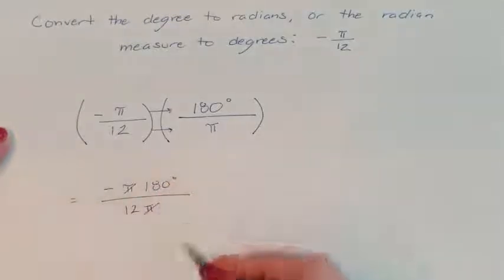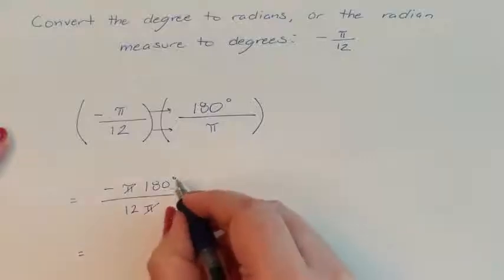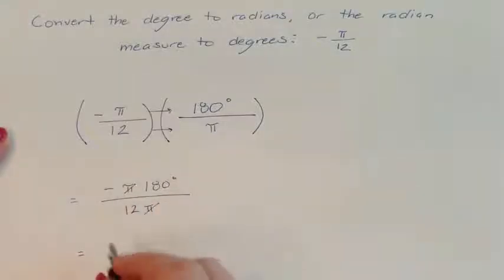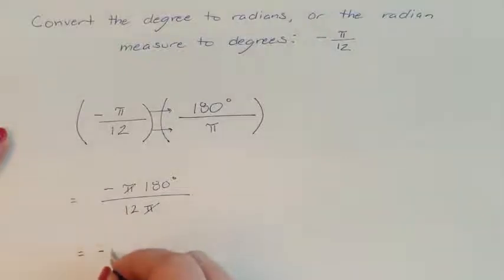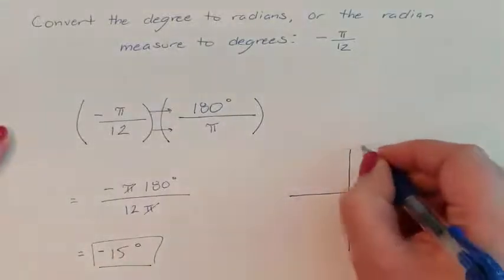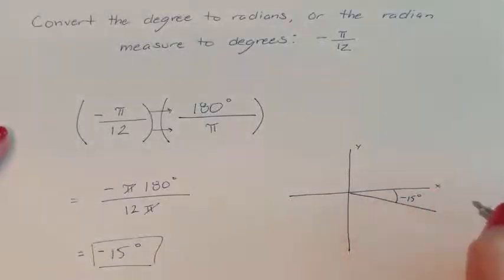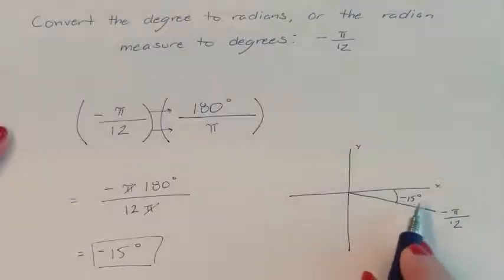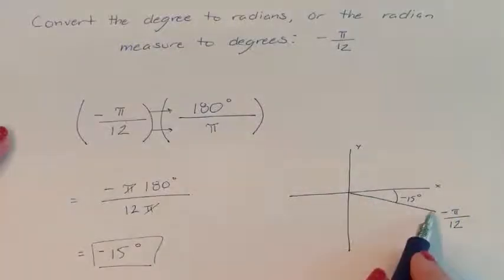Pi divided by pi turns to 1. So I need 180 divided by 12. Our units are degrees, so we have to make sure we have that. So negative 180 divided by 12 gives me 15. So I have negative 15 degrees. So that means if I had my xy axis or my circle, negative 15 degrees would be about right here. And it's the same thing as negative pi all over 12. They are the same. This is the degree equivalent, and this is the radians equivalent for this one location.